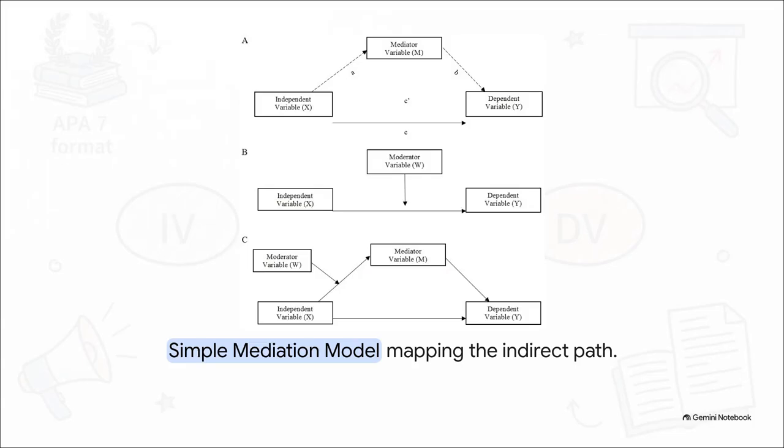You can see exactly how this mechanism maps out visually right here. If you trace the dashed arrows, we see that the independent variable, X, doesn't just shoot straight over to Y. Instead, it works through the mediator, M, to ultimately reach that dependent variable, Y. This indirect path is the literal heart of the mediation effect.